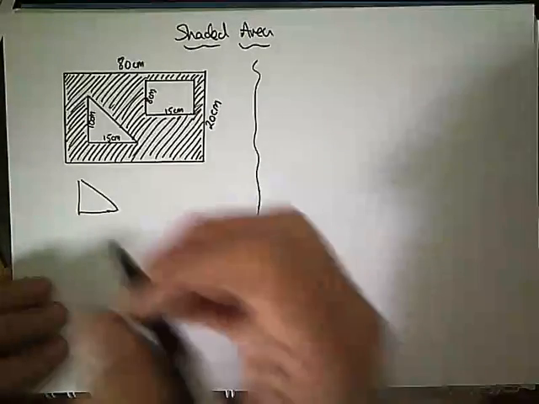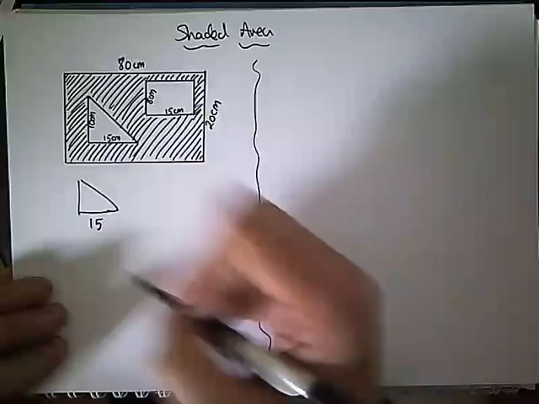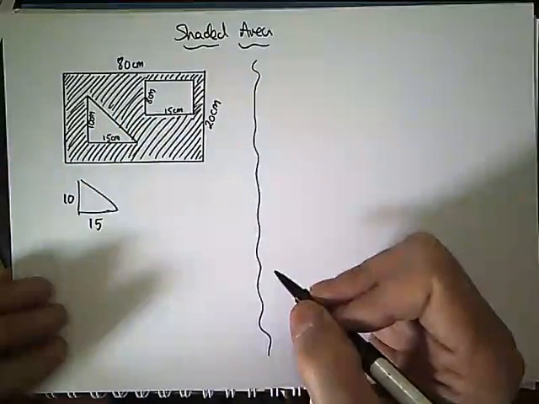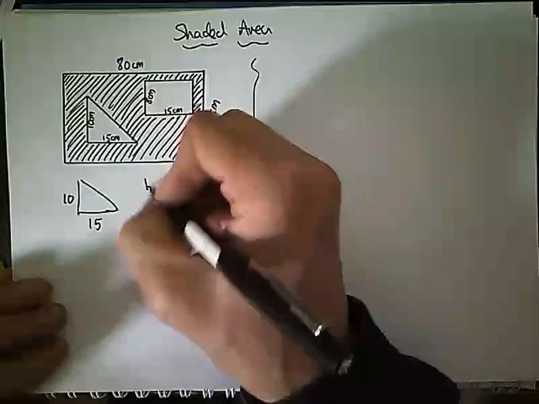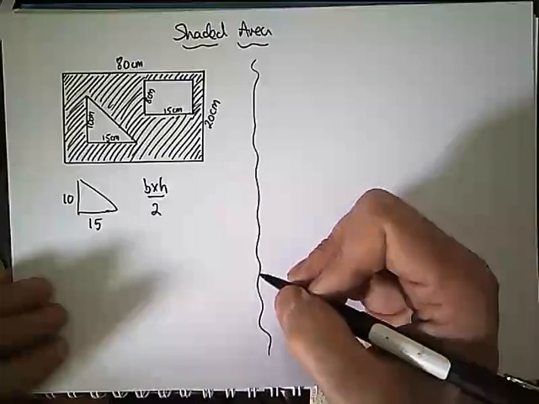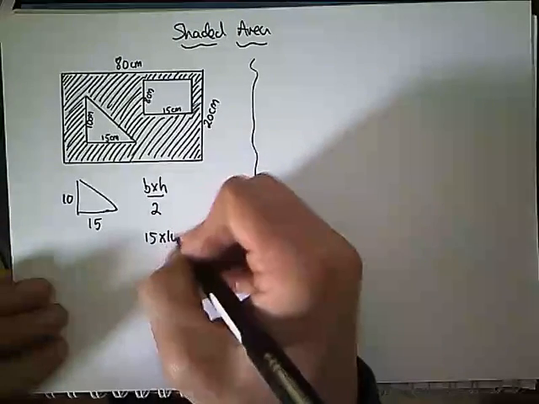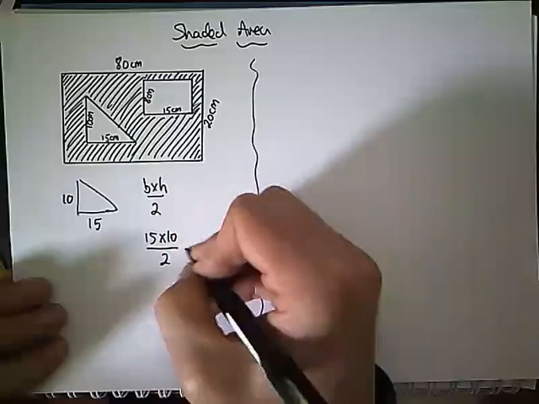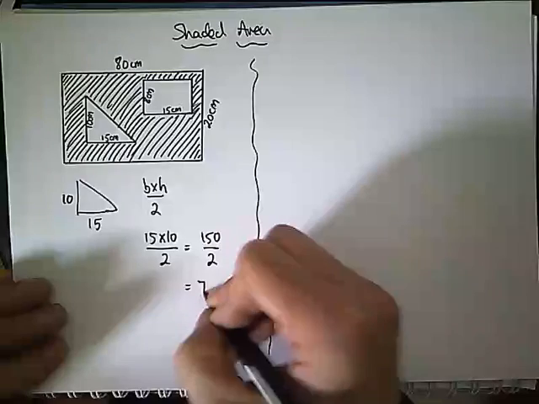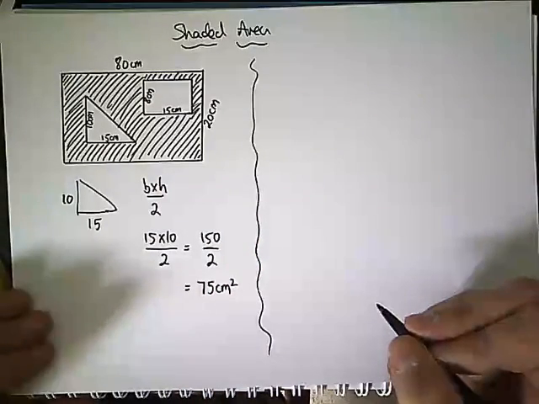This is a base of 15 centimetres and a height of 10. So, base times height divided by 2 is the area of a triangle. So, we've got 15 times 10. Divide the answer by 2, that's 150 divided by 2, which equals 75 centimetres squared. So, we've got the area of the triangle.